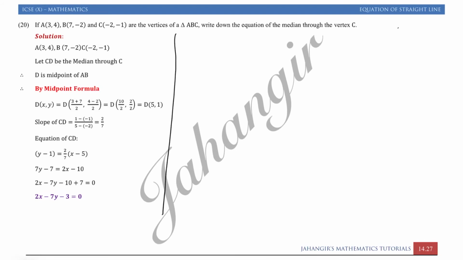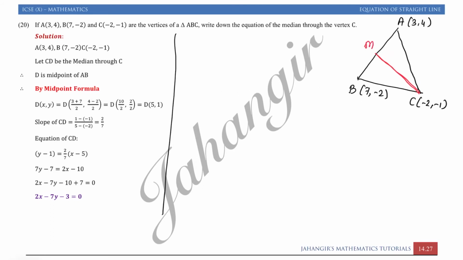A, B, C are the vertices of a triangle whose A coordinate is (3, 4), B coordinate is (7, minus 2) and C coordinate is (minus 2, minus 1). Write down the equation of the median through C. You have to find the equation of the median through C. Median, we had already discussed, is a line which bisects the opposite side. So I can say CM or CD, we can write anything.